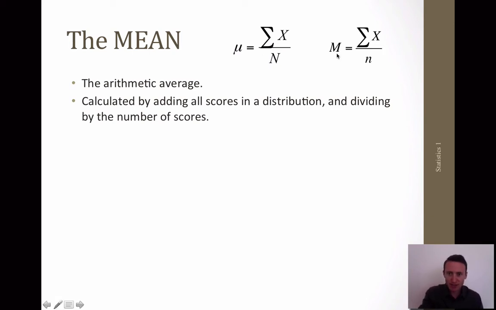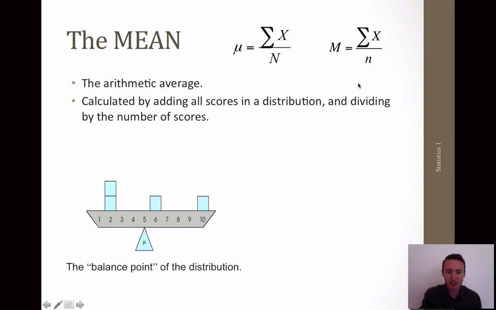Now, this formula here is the exact same thing, except this is sample notation. So if you have a sample of scores, and again, look through the text, a sample is a subset of the population. If you want to calculate the mean for a sample, you add up all the scores in that sample and divide by lowercase n. Lowercase n is simply sample size.